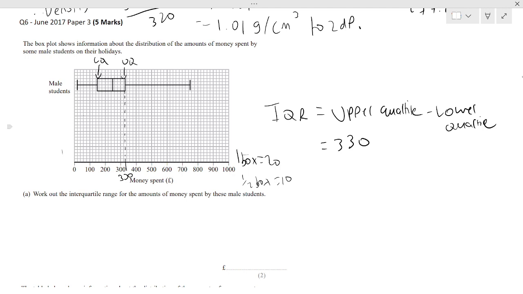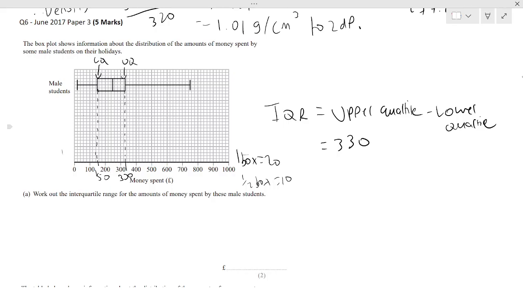Okay, now we're going to do the same for the lower quartile. Again, it's in the middle of a box, so it doesn't make it easiest for us, does it? So it's going to end up there. So that's about 2.5 boxes away. So that's going to be 150, right?